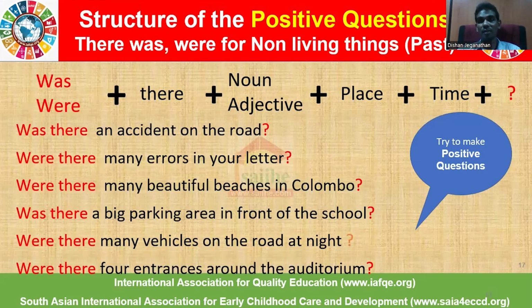Positive questions, non-living things. Structure: was or were plus there plus noun adjective followed by place and time. The examples: was there an accident on the road? Were there many errors in your letter? Were there many beautiful beaches in Colombo? Was there a big parking area in front of the school? Were there many vehicles on the road at night? Were there four entrances around the auditorium?